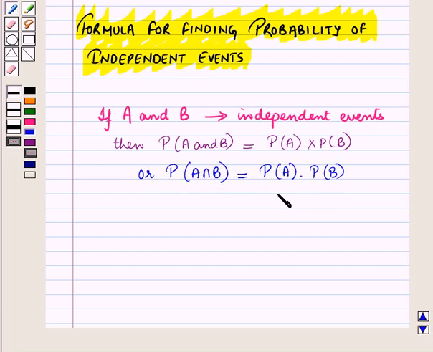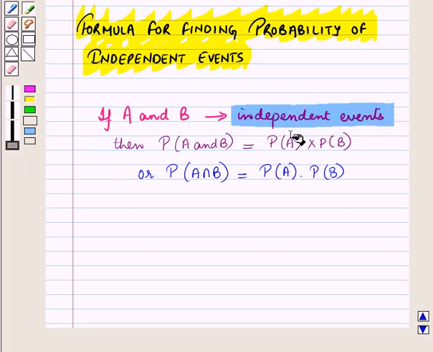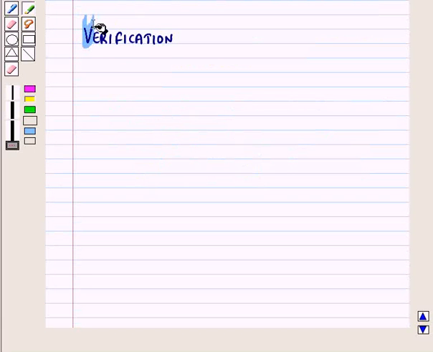Now here dot represents multiplication. The physical description of two events A and B is not sufficient to describe whether the two events are independent or not. A and B are declared to be independent events if probability of event A intersection B is equal to probability of event A into probability of event B. Now let us see its verification.